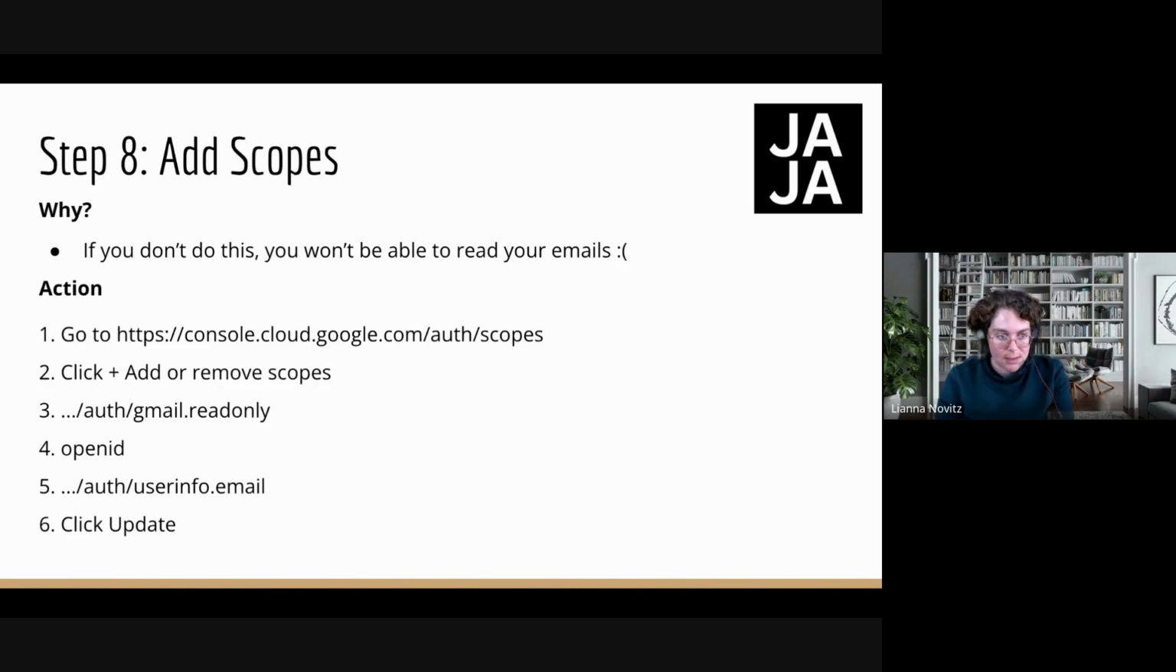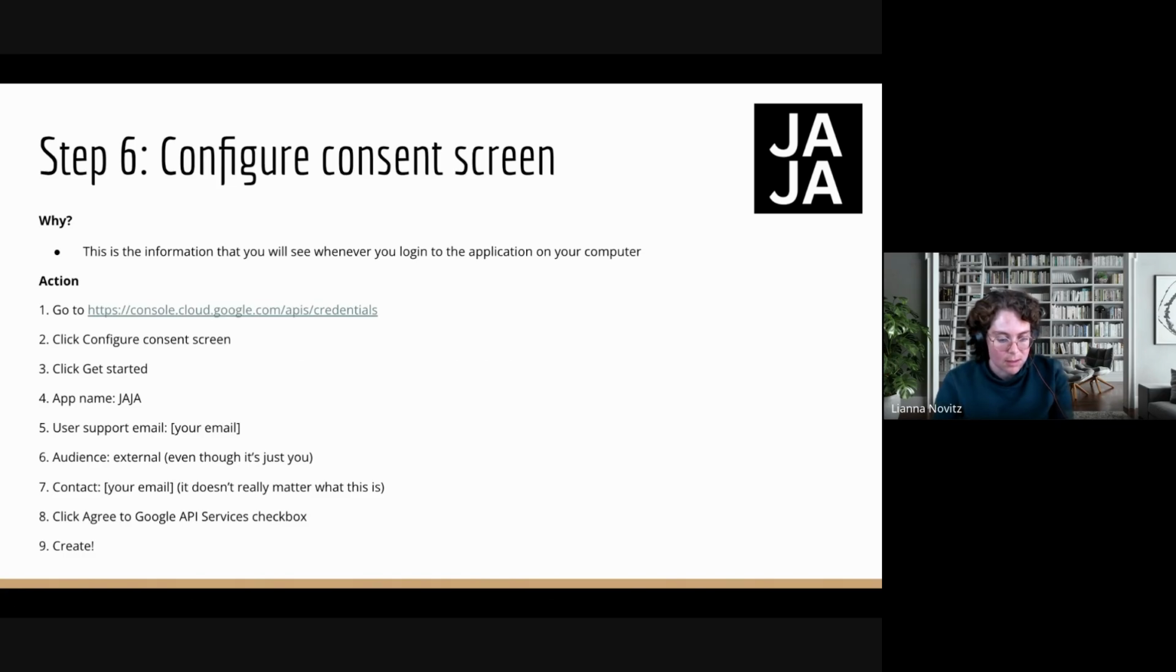Oh, step 6. That was configure consent screen. And this was the API's credentials URL. So the only thing that you need to add in here, I think, is configure consent screen, get started, and then add in the app name, which doesn't really matter, but you can just put JAJA, and then the user support email, and it'll ask you to select internal or external for the audience, and you just select external, and then put in your contact email, which doesn't really matter, but you just need to put in your email.